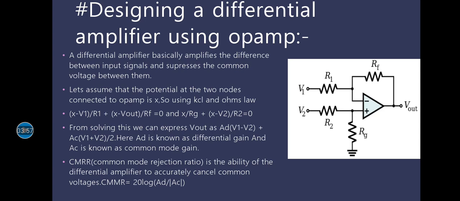For making a better differential amplifier, we basically want to increase AD so that the difference between the voltages is amplified, and we don't want common voltages, so we want AC to be low. So for measuring the ideality of this differential amplifier, we are introducing a term known as CMRR, common mode rejection ratio. It is basically the ability of differential amplifier to accurately cancel common voltages, and it is defined as 20 log AD by AC. And obviously AD by AC will be large because we want AC to be low and AD to be high.